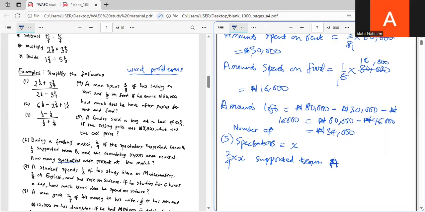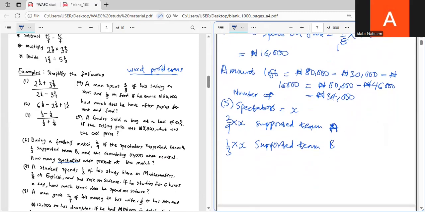1/3 times X supported team B. And 10,000 were neutral. That means after we have 2/9 of the total spectators and also 1/3 of the total, the amount left is 10,000. So 10,000 spectators were neutral. They did not support team A, neither did they support team B.